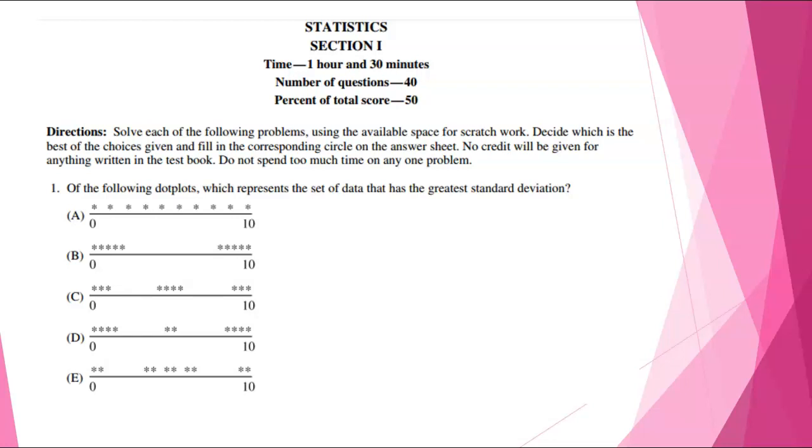All right, guys, we're going to look at some of our multiple choice questions. So number one is, of the following dot plots, which represents the set of data that has the greatest standard deviation? So what we're going to look for is the set of data that is furthest from the mean.